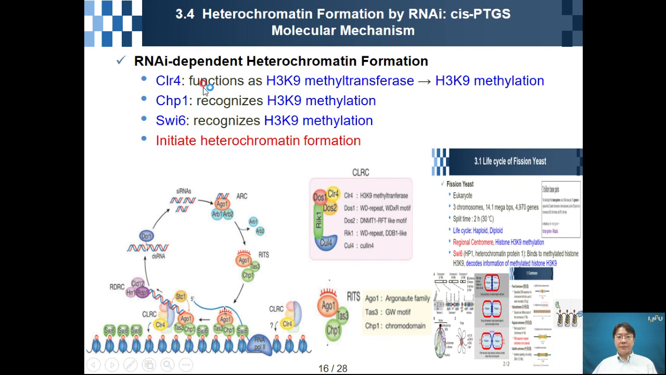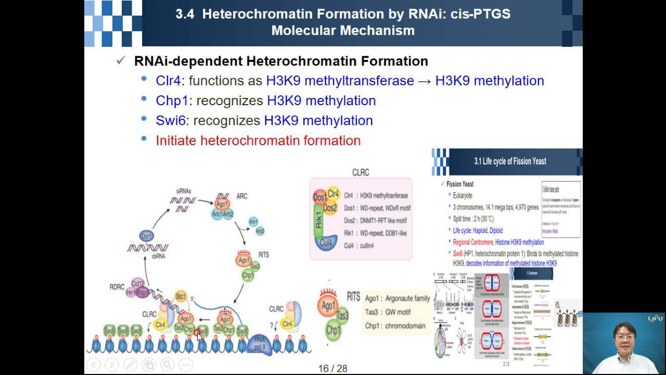CLR4 functions as an H3K9 methyltransferase. So CLR4 can make the methylation on H3K9. Histone 3 K is the lysine. Histone 3 is composed of several amino acids, and the ninth amino acid is lysine. The lysine can be methylated, so usually it is the H3K9 methylation.